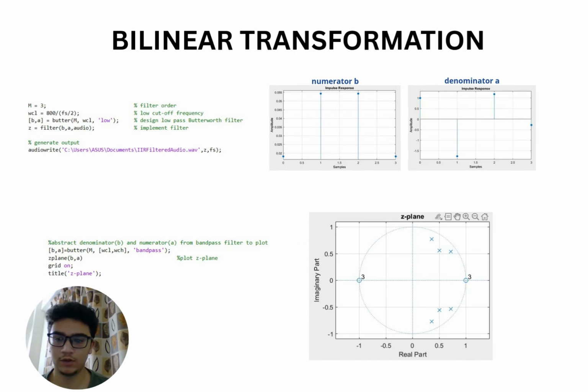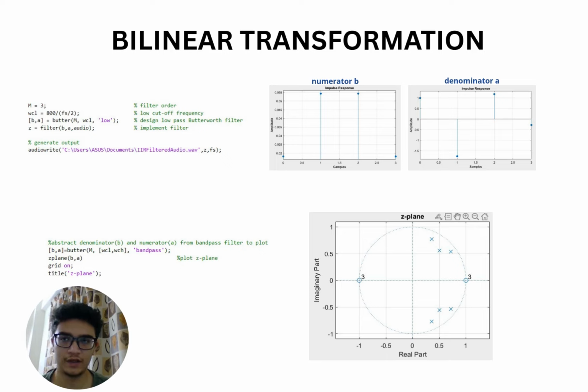Hello, I'm Yusuf. I'm going to present the bilinear transformation, which is an IIR filter design. First, we have m equal to 3, which is the filter order. We also find omega c, the cutoff frequency. By using both of these, we can find the Butterworth equation. So we got the plot on the right.